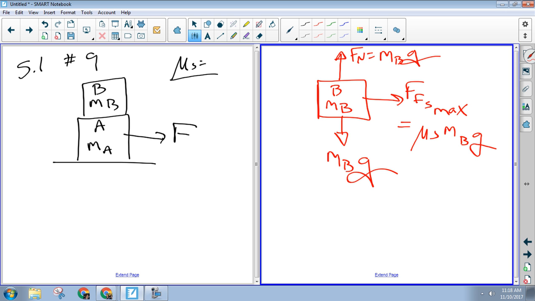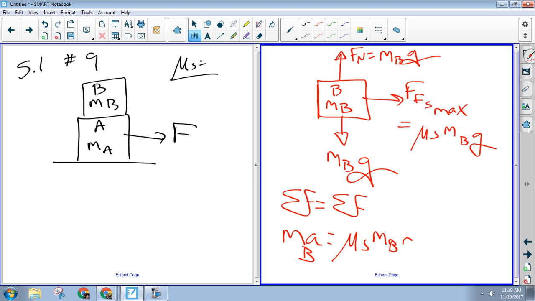So now we can just do one of these net force equals net force statements, right? So let's see. Net force is mass times acceleration. That's got to equal, mass of B times acceleration equals coefficient of static friction times the mass of B times g. Mass of B cancels out, and so now I know the acceleration of my system, right? Okay, so the acceleration is mu_s times g.